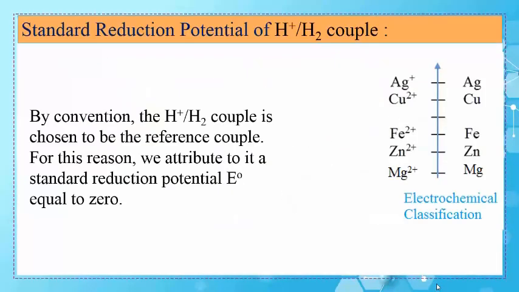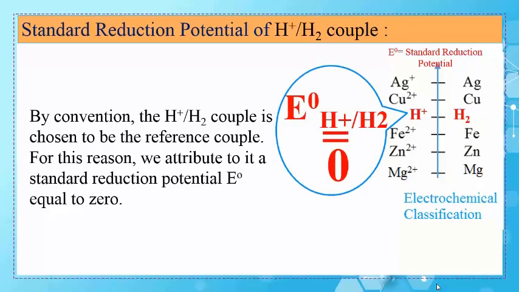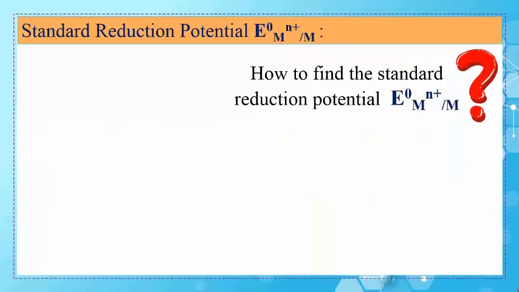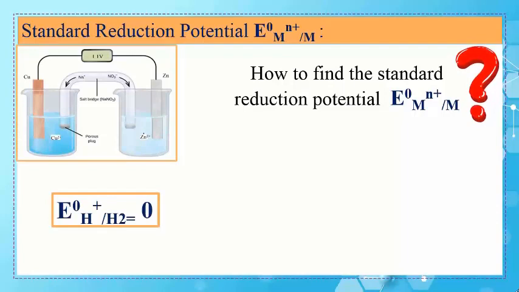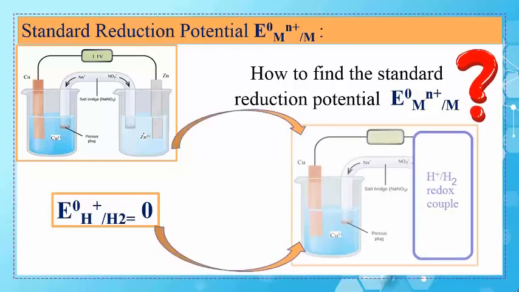In order to find this standard reduction potential, by convention, we will use the H+/H2 couple, the hydrogen couple, as a reference. And as a reference, its standard reduction potential will be given a value of 0. So this value here, which is 0, will be the standard reduction potential for the hydrogen redox couple. By using this important information, how do we find the standard reduction potential of the other metals? Let's be clever here and think. We know that we have a galvanic cell and the standard reduction potential for the hydrogen couple equals 0. How can we use this important information in order to find the standard reduction potential of a metal? We will combine the two pieces of information in order to build a galvanic cell containing this hydrogen redox couple. So the galvanic cell will contain an electrode containing the metal with the unknown standard reduction potential and an electrode containing the hydrogen redox couple with a known standard reduction potential equal to 0.